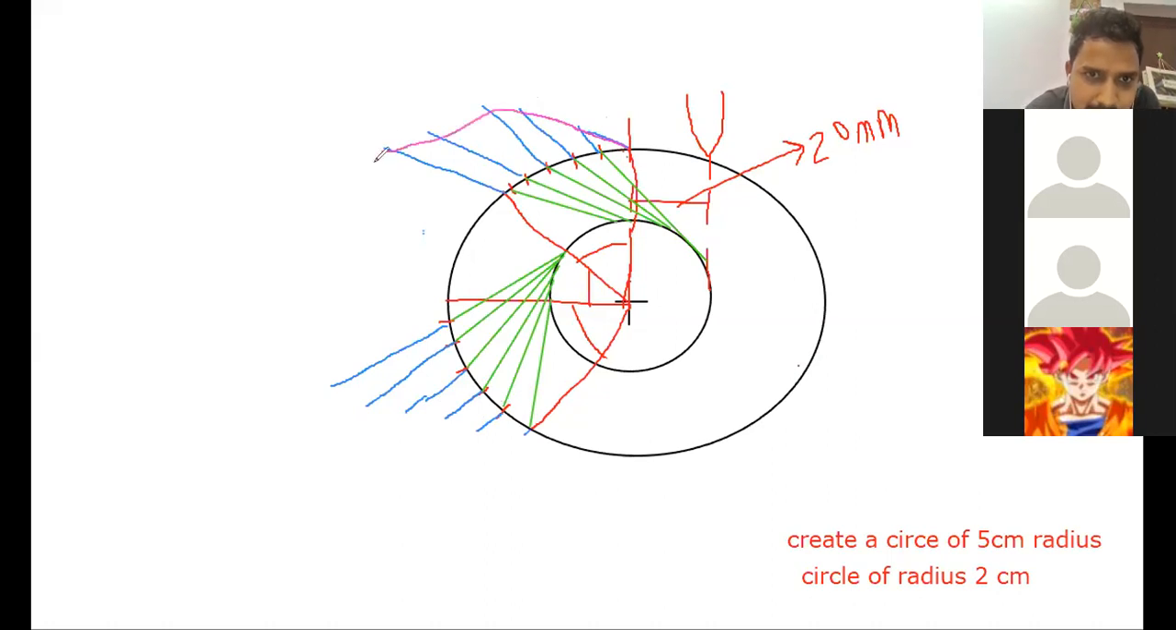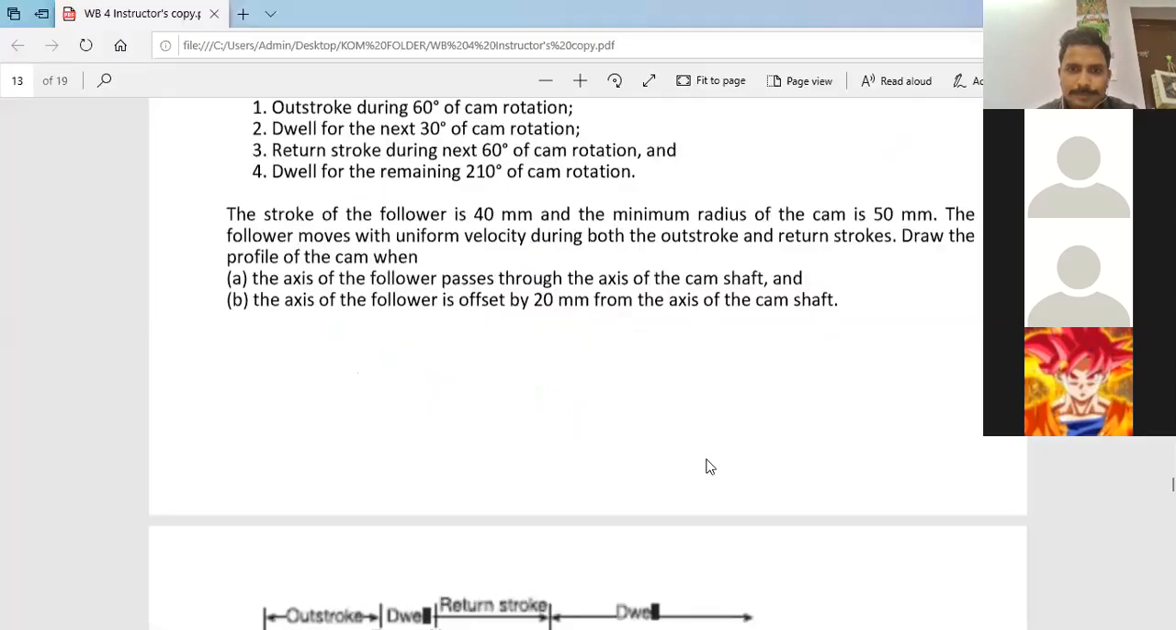So joining the outer parts. From this point, this point, this point, this point, and this point. Correct. So this profile is the main profile that we got once we are making the offset. Correct. And let us try to see with the real diagram how it looks.